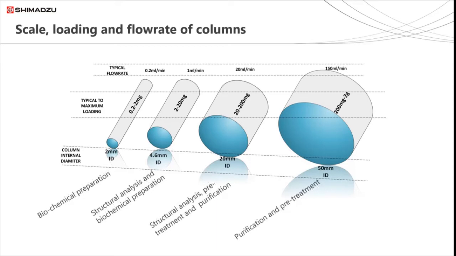Different industries and departments are interested in different scales. For example, biochemical materials may only be needed in very low amounts and therefore can be purified on a narrow ID column. In sessions 2 and 3 of this series, my colleague Earl McCoy will go into more detail about these scales.